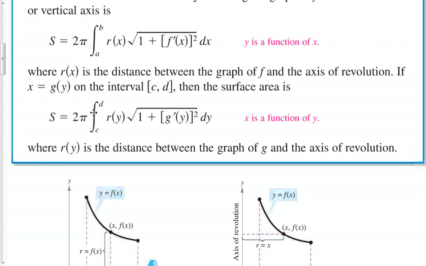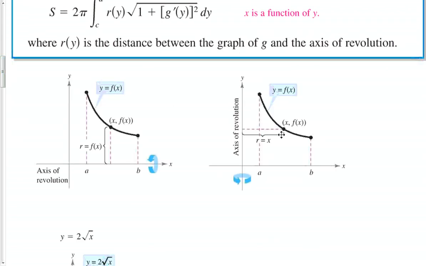And in this case, down here, we have a vertical axis of revolution, and we're going from c to d, and in this case, we have r of y. This is a function of y, not x, and it's the same. It's the distance from the axis of revolution, which in this case is vertical, to the function itself. So it's the distance from the axis of revolution to the function.